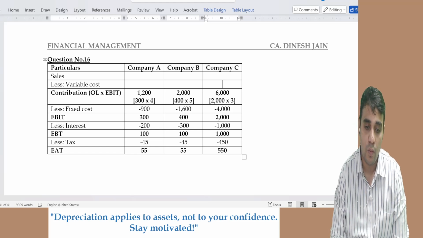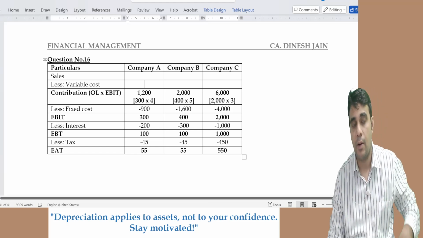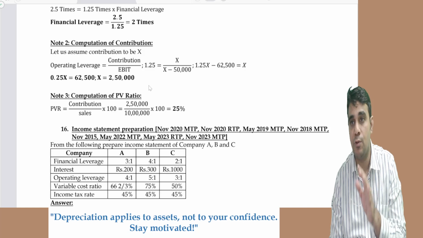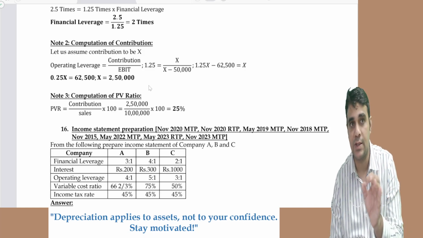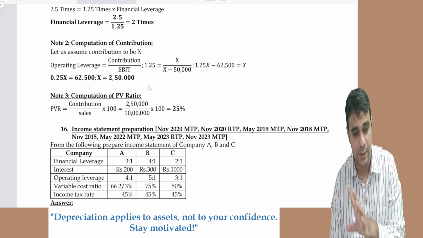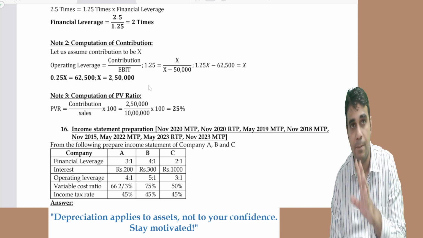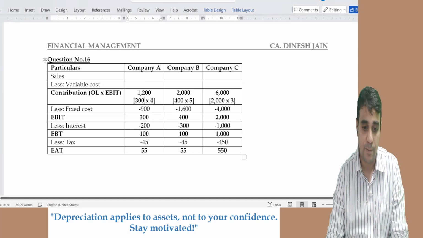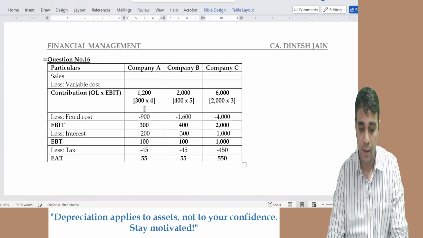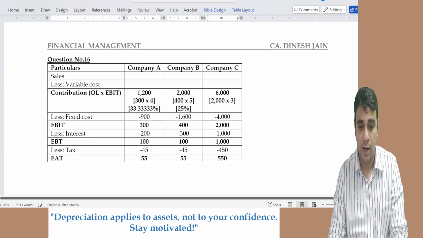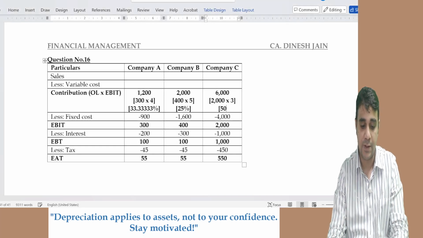Okay. Now variable cost and sales is missing. Variable cost is 66 2 by 3, 66.66667 percentage. Contribution is balanced: 33.333333 percentage, 25 percentage and 50 percentage. 100 minus the variable cost ratio is contribution. So this is basically 33.33333 percentage, this is basically 25 percentage, and this is basically 50 percentage.